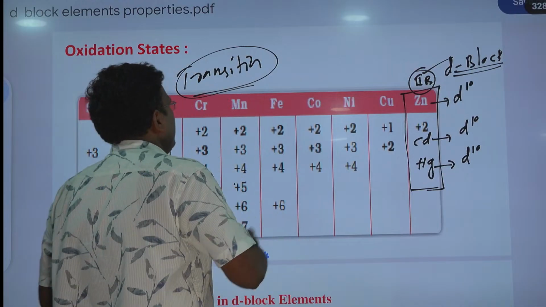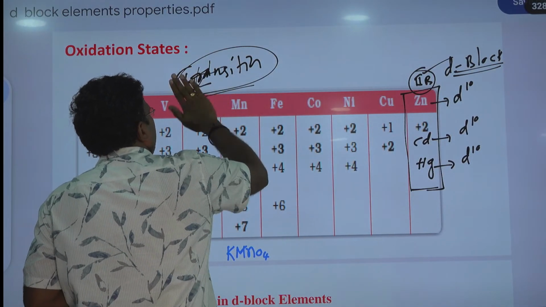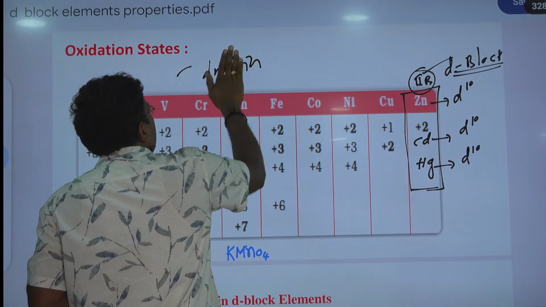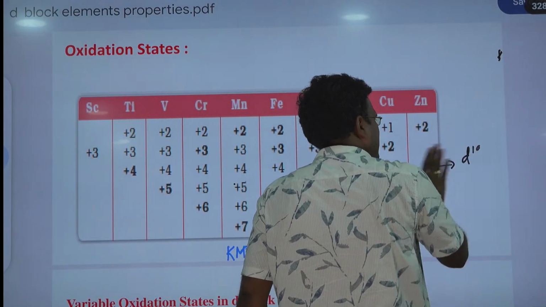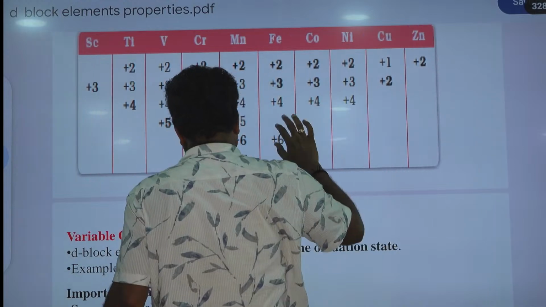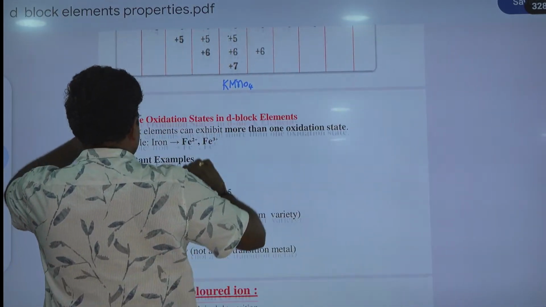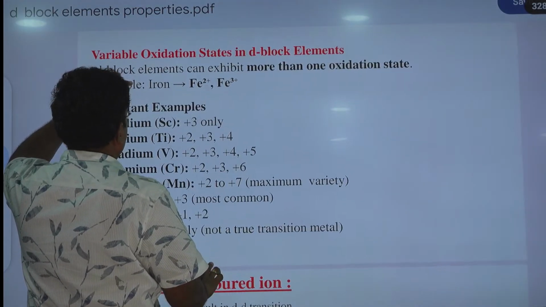Very, very important. So what is the difference between transition elements and d block elements? All the transition elements are d block elements, but not all d block elements are transition elements. That is the important thing. This is the general idea for competitive exams.